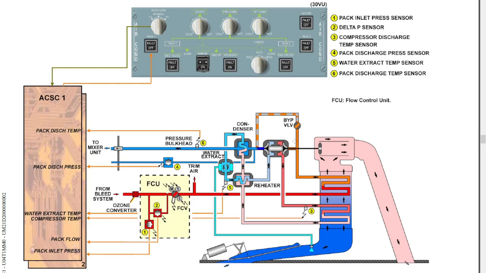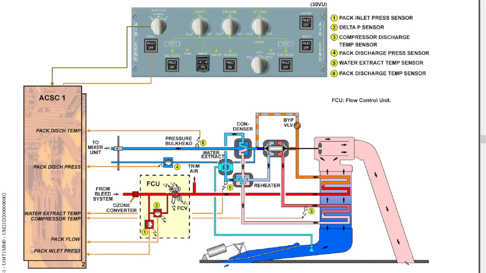It will either open the bypass valve, or it will talk to the engine interface unit computer and check whether the engines are at idle. If so, it will ask the EIU to increase the idle threshold so the pack inlet can have the required amount of air pressure here.